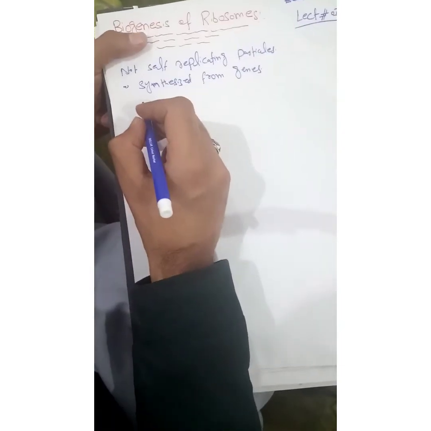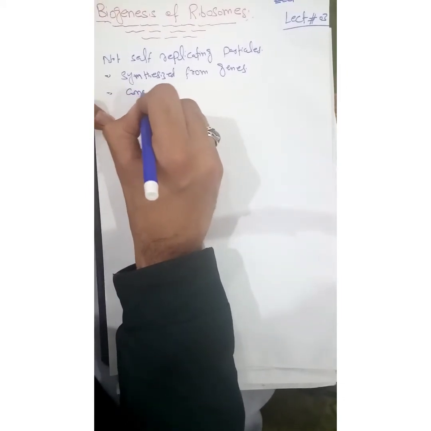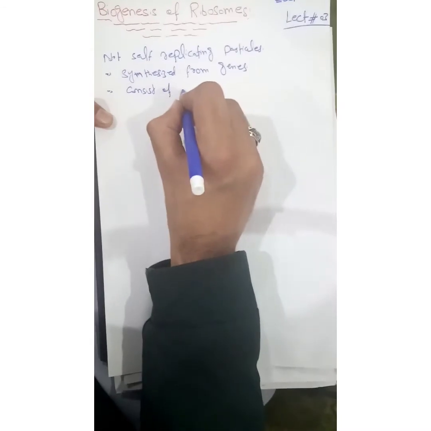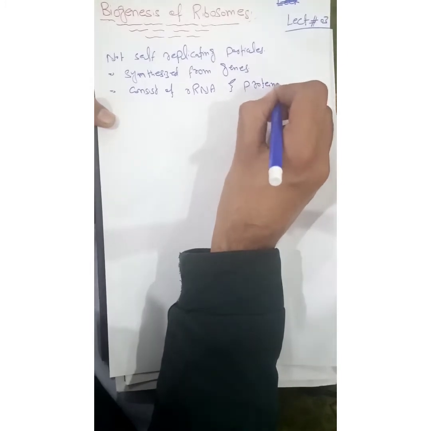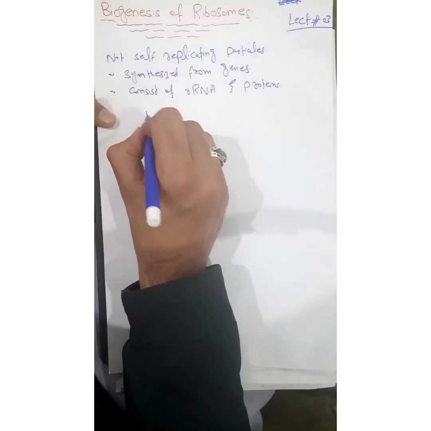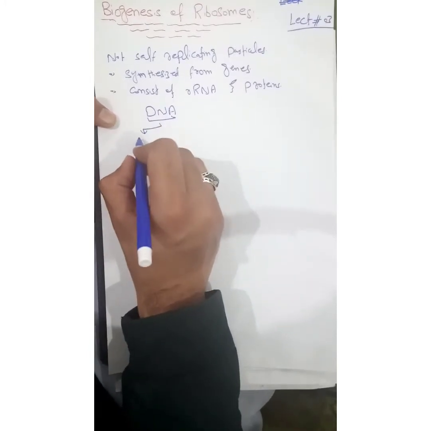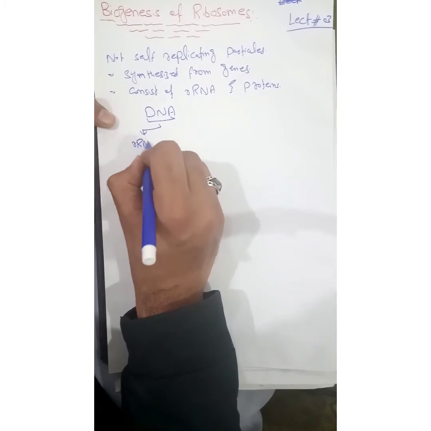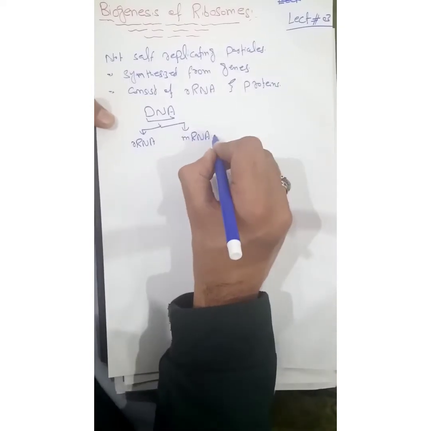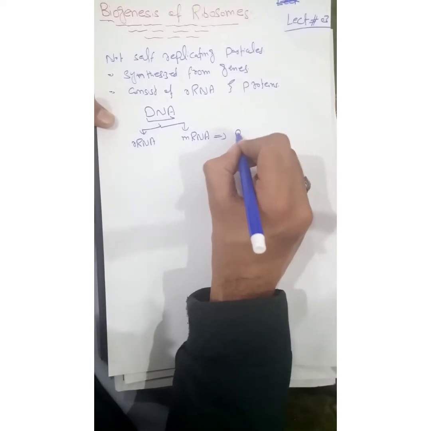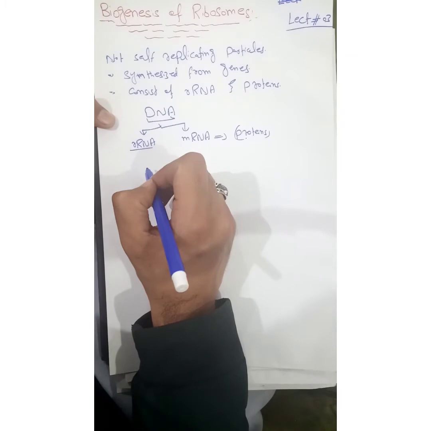As you know, the composition of ribosomes is that they consist of ribosomal RNA and proteins. Both the ribosomal RNA and proteins come from DNA. The DNA contains gene sequences for ribosomal RNA, and it will form messenger RNA, and then the messenger RNA will form proteins. So combined, the proteins and ribosomal RNA form ribosomes.